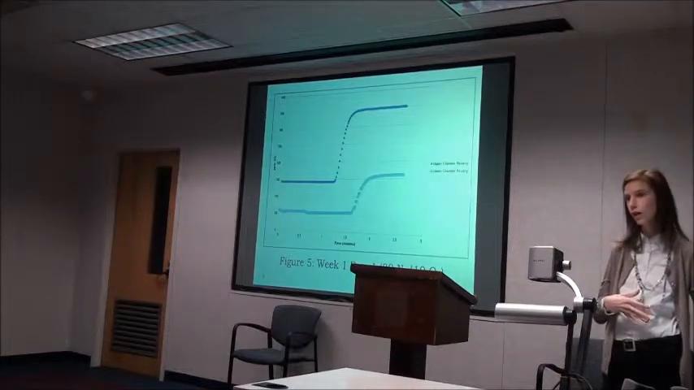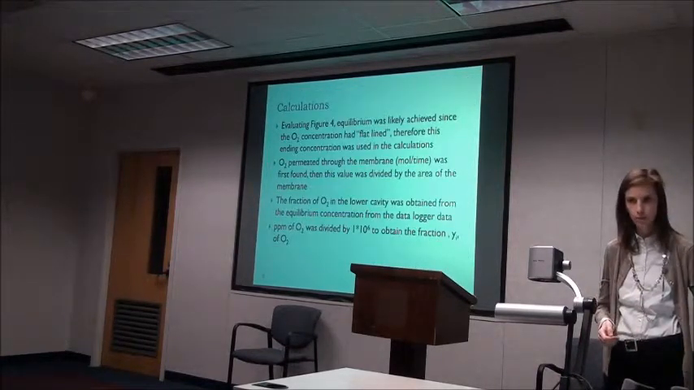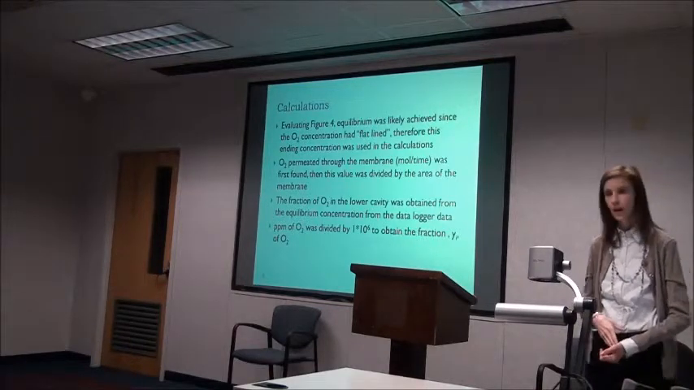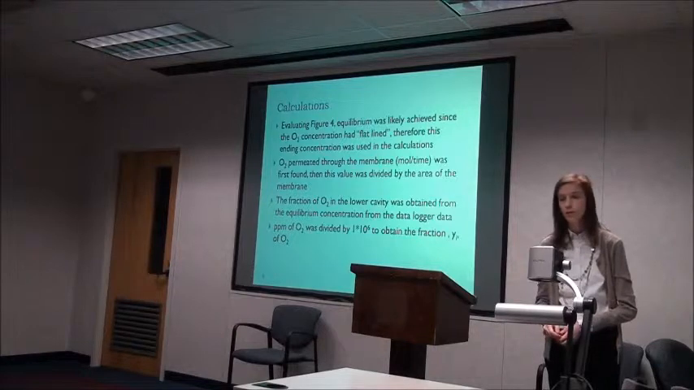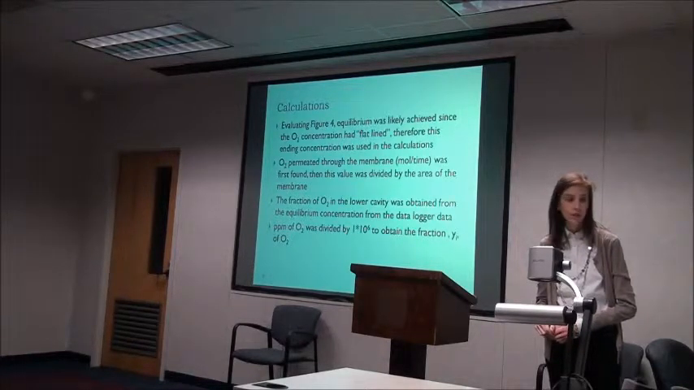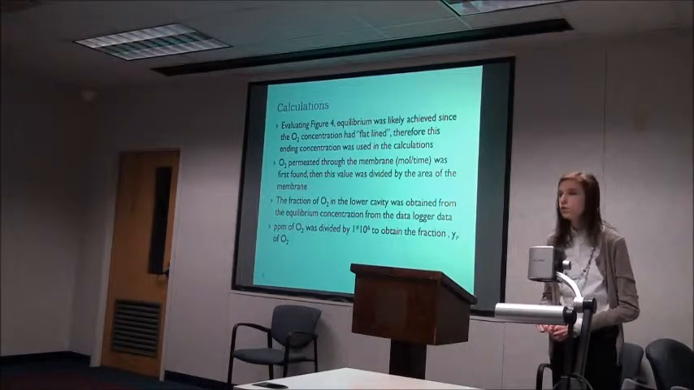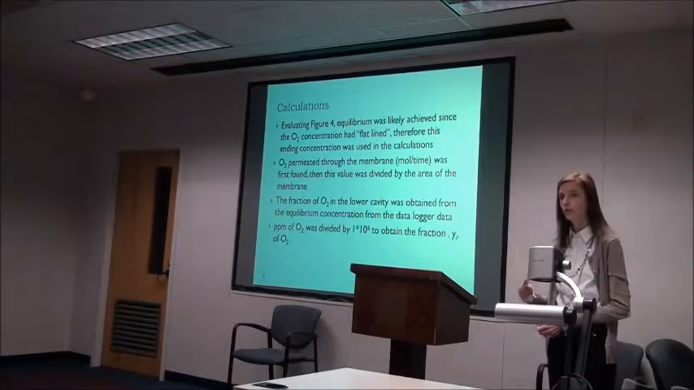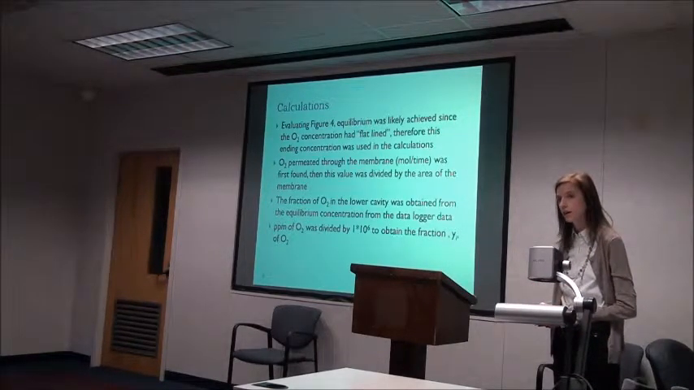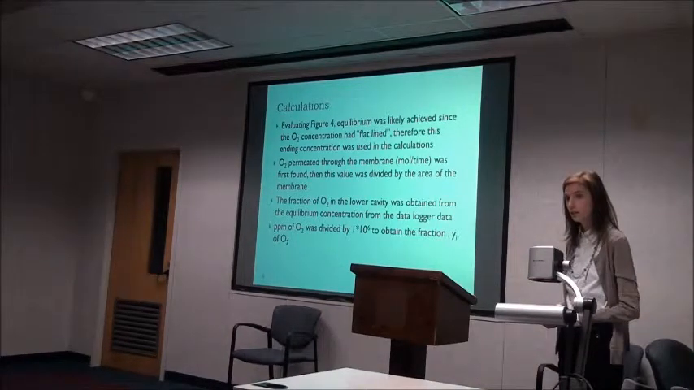We have graphs like this from each trial for each run, but I just put one sample one in my presentation. So for the calculations, evaluating that previous figure, we see that equilibrium was likely achieved since the O2 concentration had flatlined, and this was the value that we used in our calculations. So the O2 that permeated through the membrane in moles per time was first found, and then this value was divided by the area of the membrane using the membrane thickness.